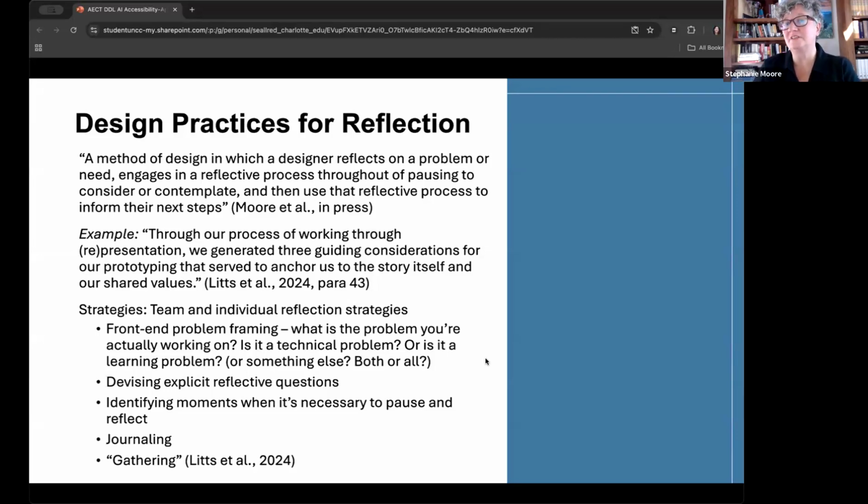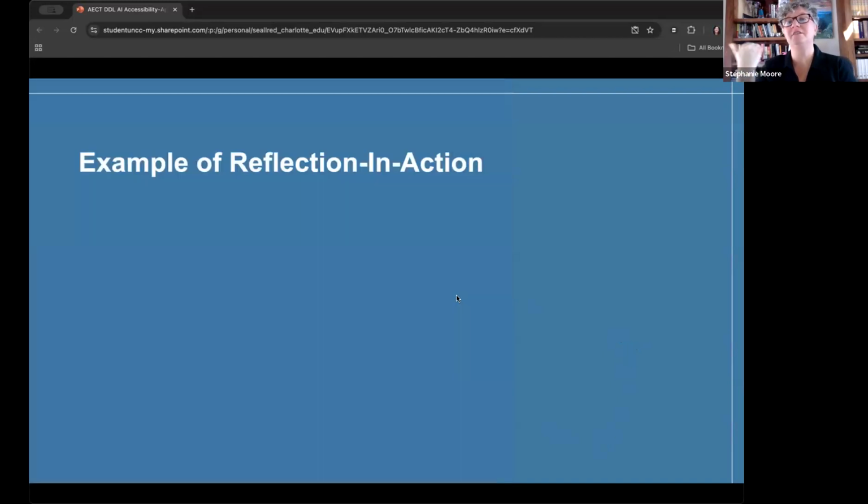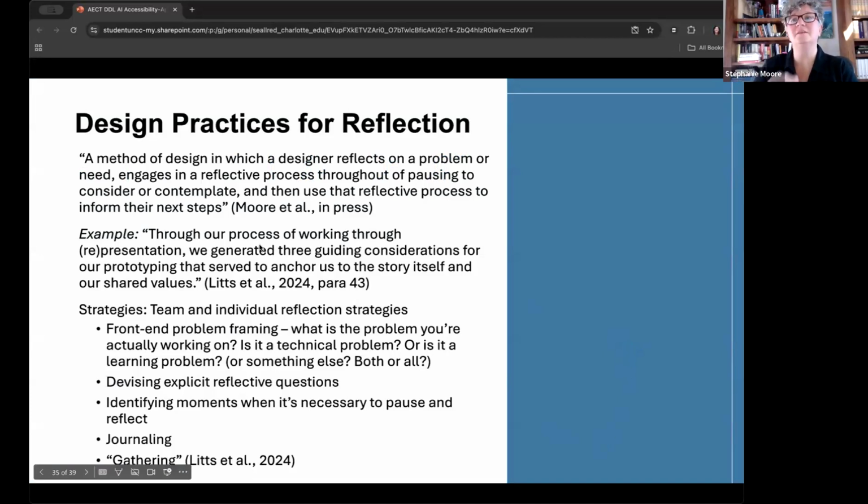A lot of designers and design teams use that front-end problem framing that I was talking about. What is the problem you're actually working on? Is it a technical problem or is it a learning problem? Or is it something else? Or is it both of those, or all of the above? But taking that time to actually articulate what your problem is.